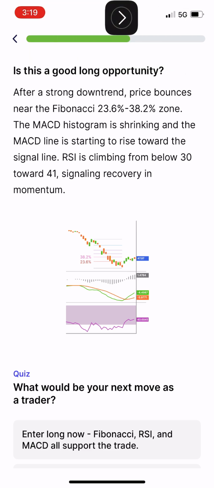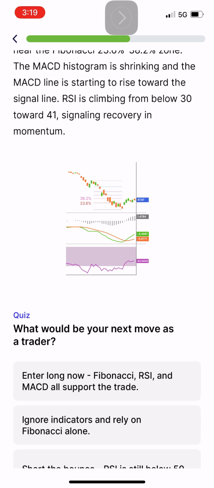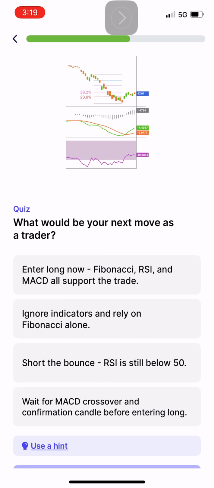Is this a good long opportunity? After a strong downtrend, price bounces near the Fibonacci 23.6% to 38.2% zone. The MACD histogram is shrinking and the MACD line is starting to rise toward the signal line. RSI is climbing from below 30 toward 41, signaling recovery and momentum. Quiz: what would be your next move as a trader?